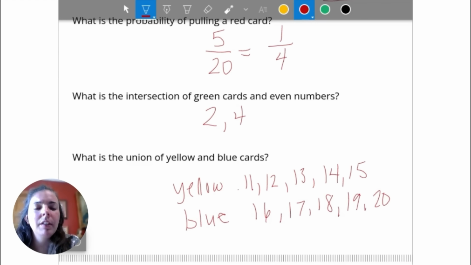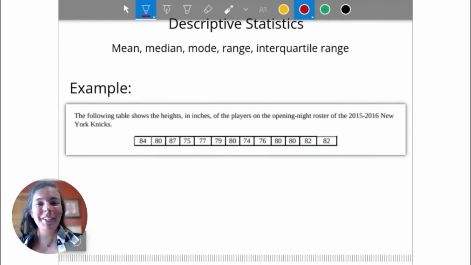So the union here would be any of the yellow cards, which I've listed here, and any of the blue cards, which I've listed here as well. Okay, so a few probability questions. Another topic that we're going to do is the descriptive statistics topic. So what that means is finding statistics, often the mean, median, mode, range, and interquartile range. So that's what we're going to try to find in this example down here.